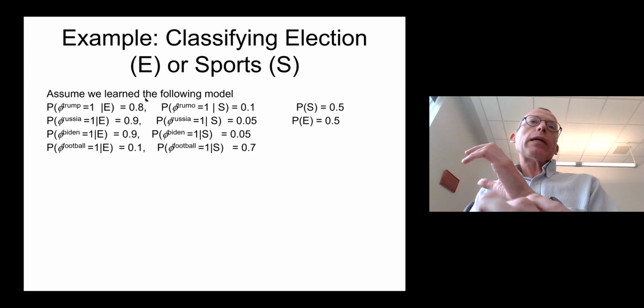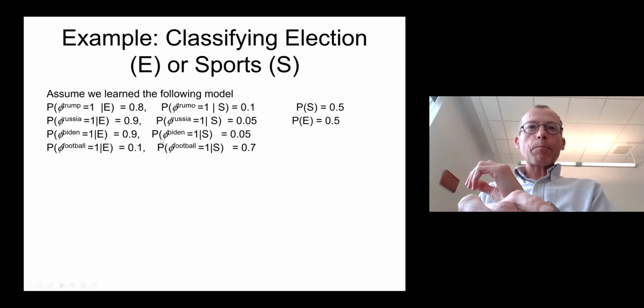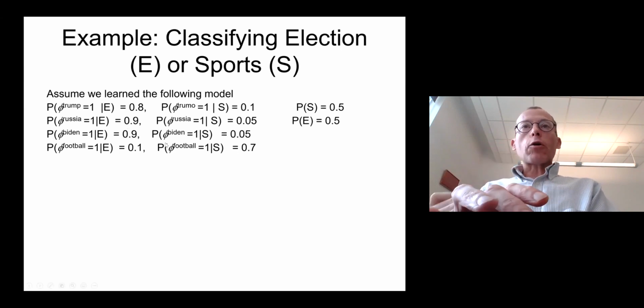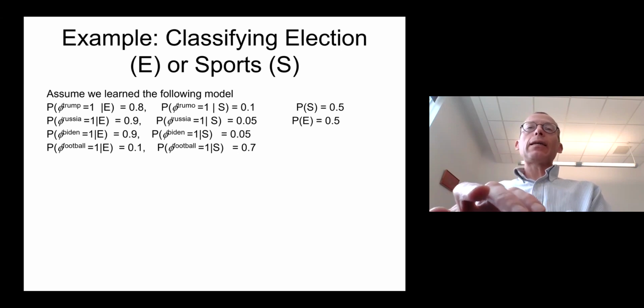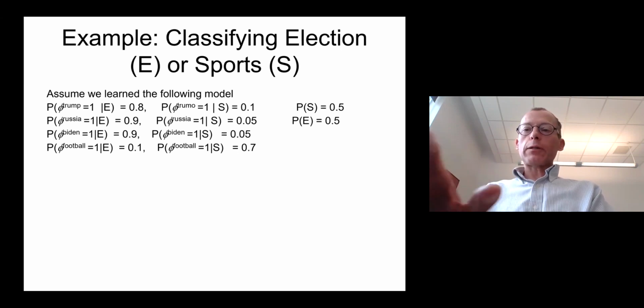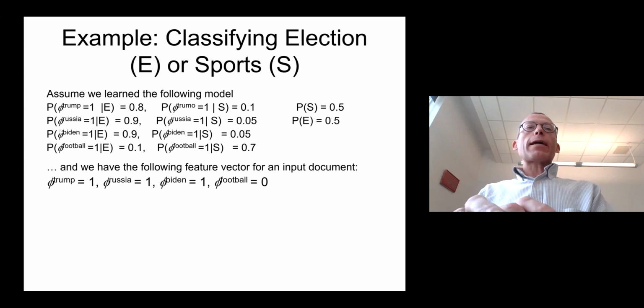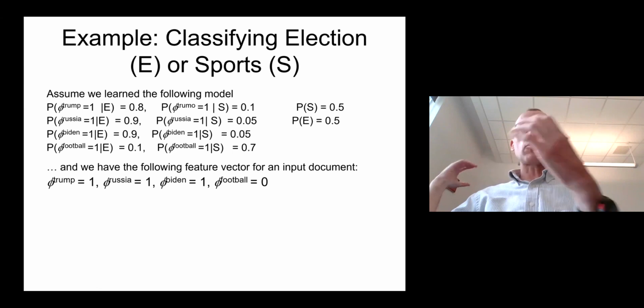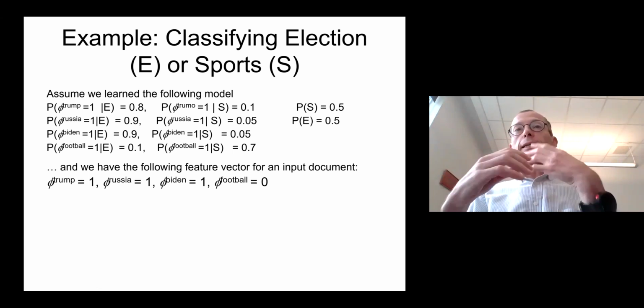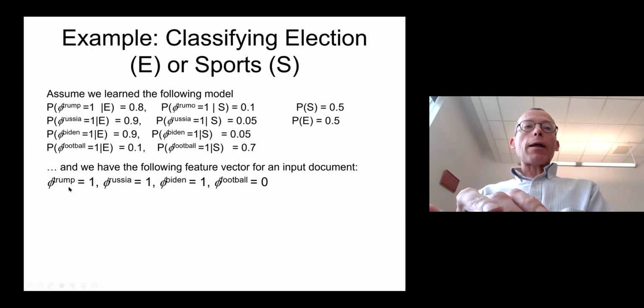So these are parameters we learned from the training data. And now we have a new document, okay? And we want to classify it, right? That's the goal of classifiers. Given a new document, how do we decide what is the label that we give to this document? So if we get a new document, we again encode it in the same way that we encoded all the training documents. And we see that in the new dictionary, Trump is 1. So we have the word Trump, we have the word Russia, we have the word Biden, and we do not have the word football.